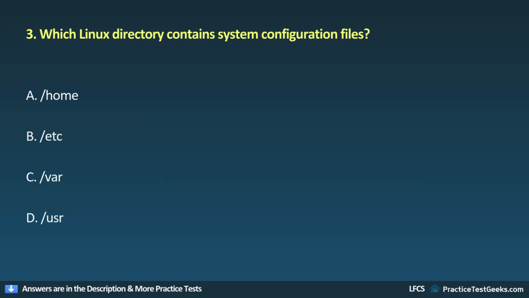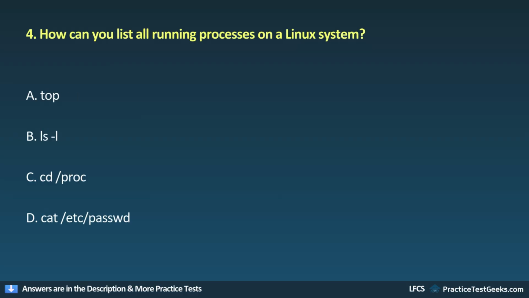A. home. B. /etc. C. var. D. /usr. 4. How can you list all running processes on a Linux system?